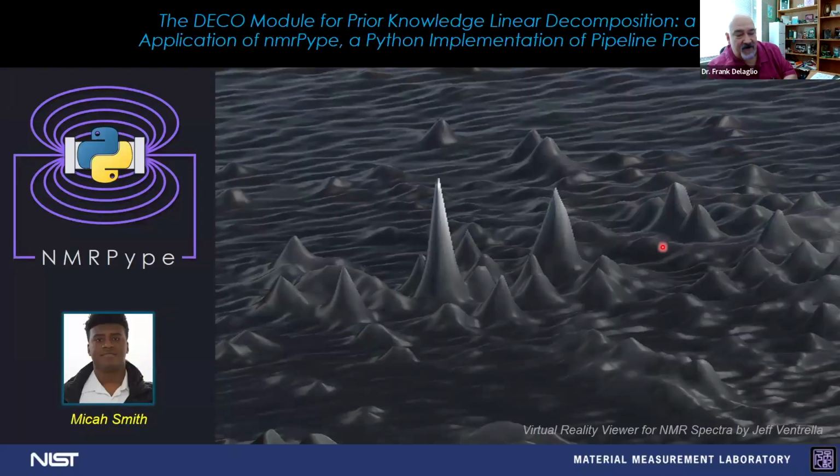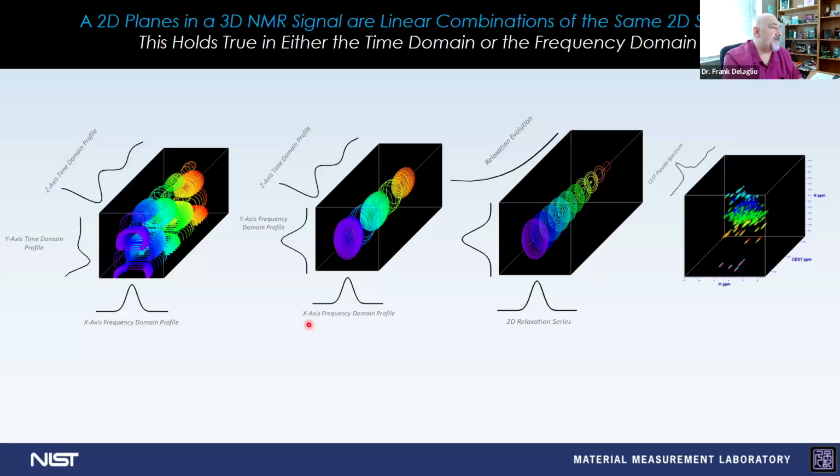And I'm going to talk about now a new way to evaluate non-uniformly sampled data without applying Fourier processing to the indirect dimensions. And that's the work of Micah Smith, a computational biologist here at IBBR, who's developed a Python version of NMRPipe's pipeline processing. And the first new function implemented in it is a function called DECO, a function for linear decomposition of spectral data.